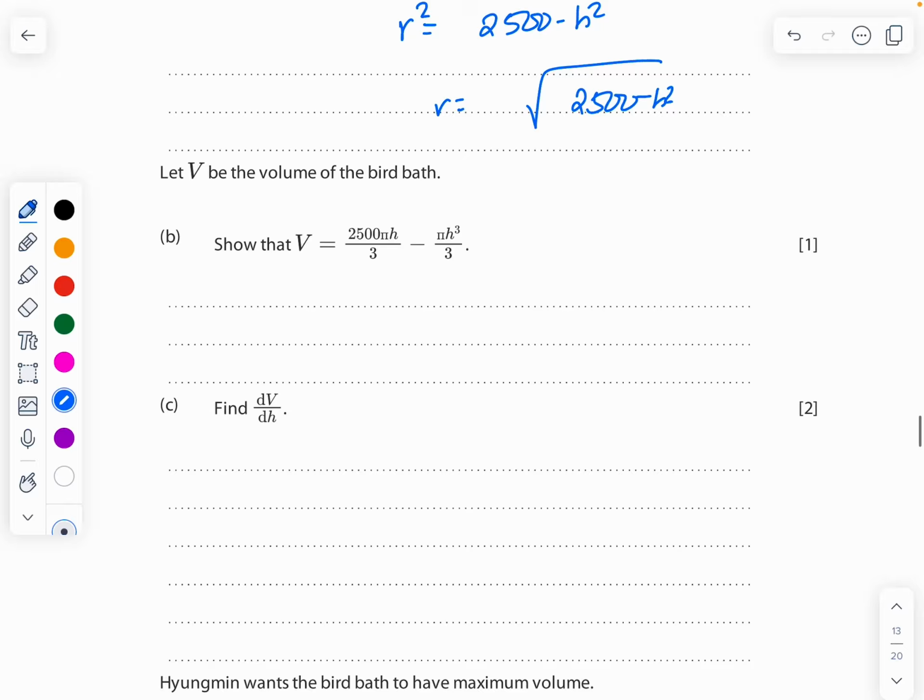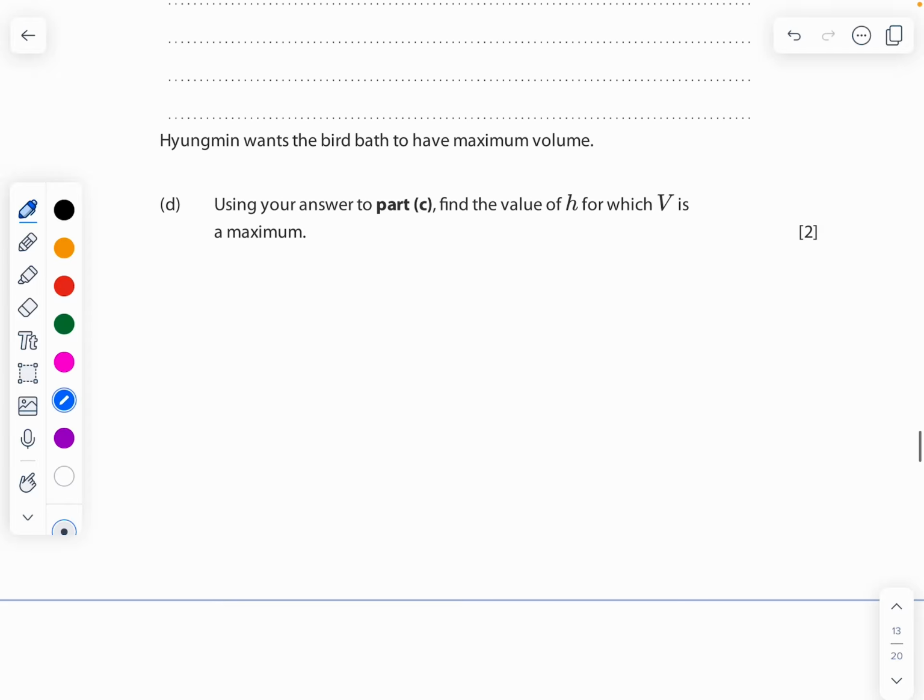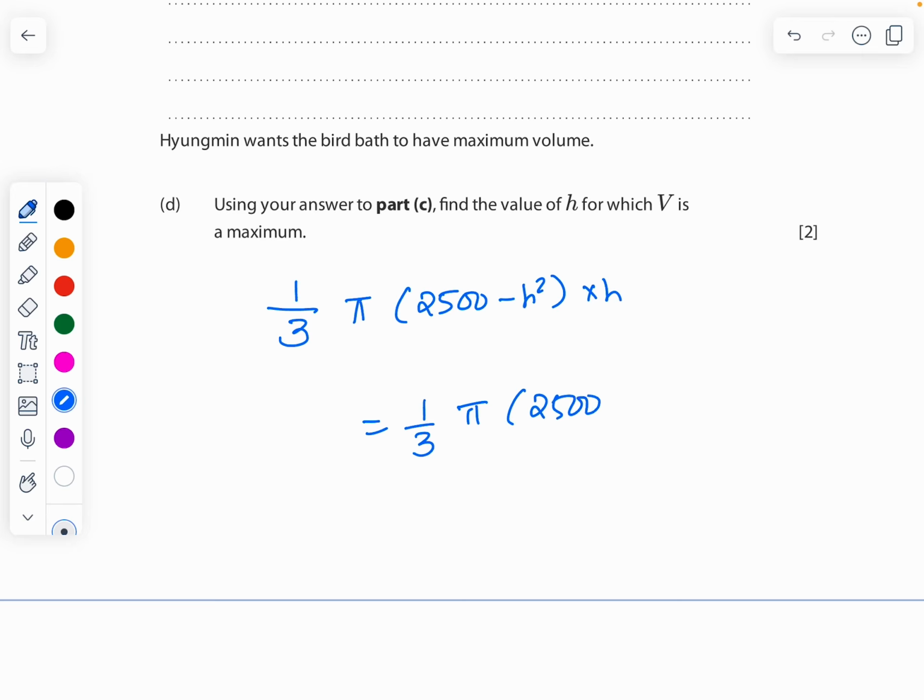Let V be the volume of the bird path. Show that. So volume is 1 upon 3 pi r square times h, where r square is this one. So it's going to be 1 upon 3 pi times 2500 h minus h cube. Expand it out, it becomes 2500 pi h upon 3 minus 1 upon 3 pi h cube. That's going to be the answer.